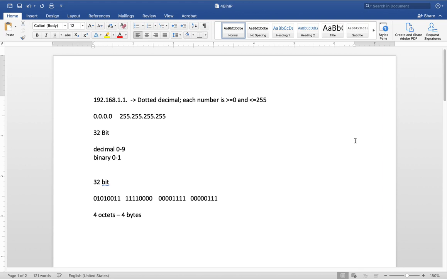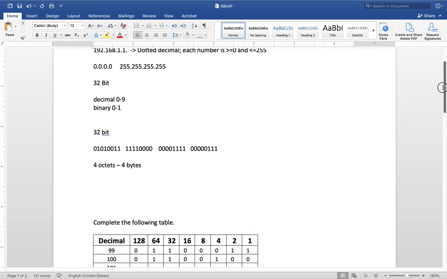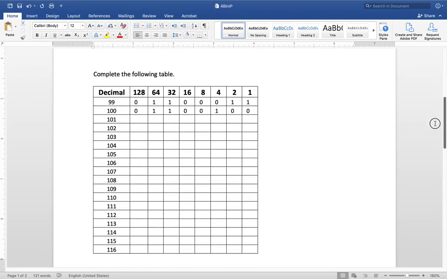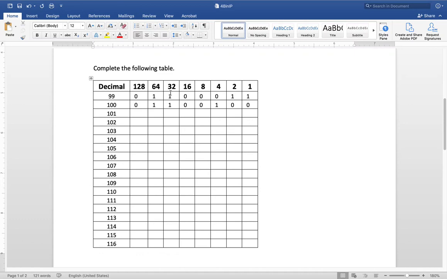So we should be able to convert binary to decimal and decimal to binary. An IP address written in dotted decimal notation, 192.168.1.1, could be converted to binary, something similar to these ones and zeros, the 32-bit number that you see here. So that's what we're going to look at. First of all, we're going to see how to convert a decimal number to binary and binary to decimal. So I have provided you with this table. You'll see this table has 8 boxes.